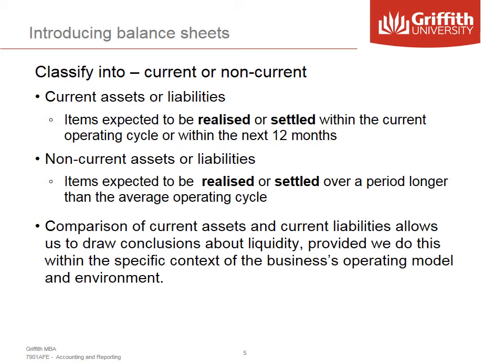Now, any asset or liability which can't be classified as current is by definition non-current, which means that it will be either realised or settled in a period of time which is further in the future than 12 months. Now, when we compare current assets and current liabilities, we get a great deal of power to learn about the liquidity position of the business. It's very important when we do that to make sure that we understand what is that business's operating model and environment, and be very careful not to look for lazy ways of doing this, which are referred to as rules of thumb.